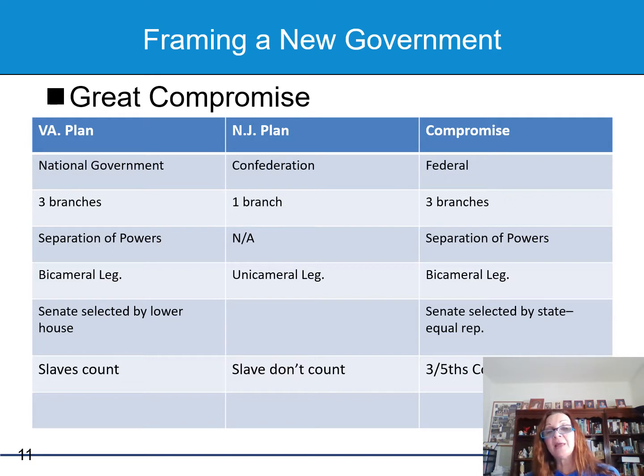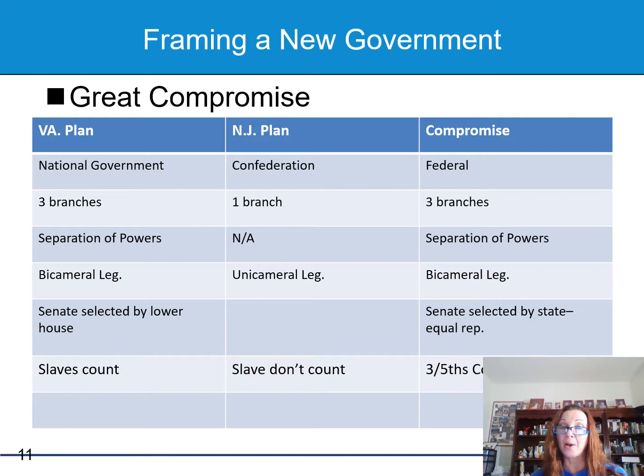They did decide that instead of having a unicameral legislature where you only have one Congress, that we would have a bicameral legislature, like the Virginia plan had suggested. Many of the states had bicameral legislatures, and so this was really just a natural progression from the state legislatures. In the bicameral legislature, they decided that the lower house would be the House of Representatives, and in that lower house, every state's population would determine how many representatives they had.